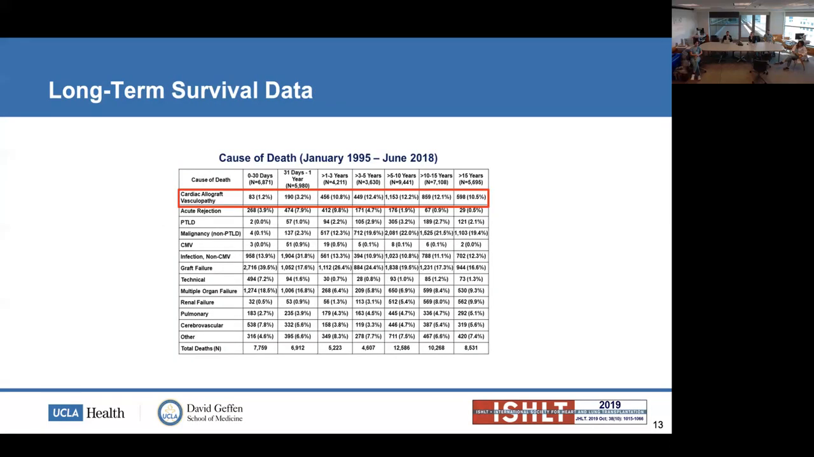And when you couple that with this sobering long-term survival data, you can see why this disease process has really been coined as an Achilles heel. Here, basically, after the first year of transplant, allograft vasculopathy accounts for anywhere from 10 to 13% of deaths in these patients going forward, even out to greater than 15 years.